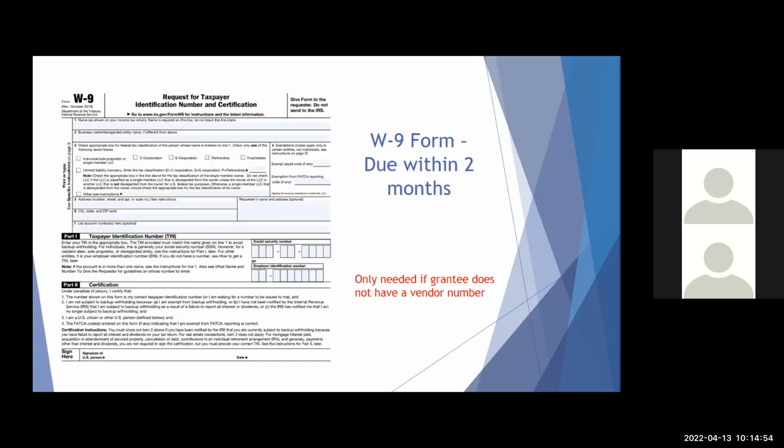You would also need to complete the W-9 form, again, which is only needed if you do not have a vendor number. And here's a copy of it. It's one of the federal forms. You would fill this out along with the vendor information form and submit to our office so that we can work with you on getting that done.